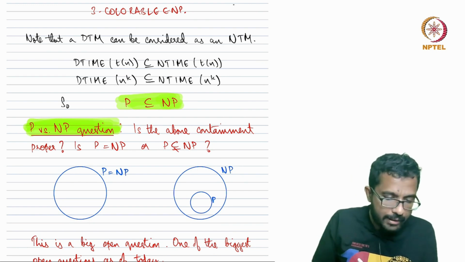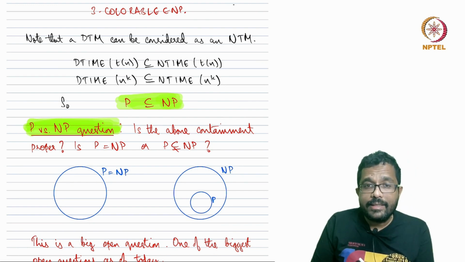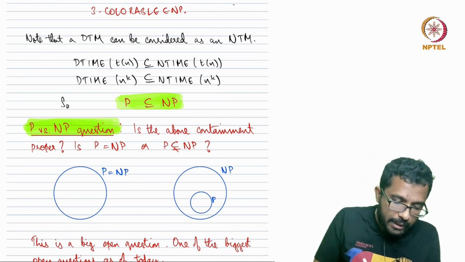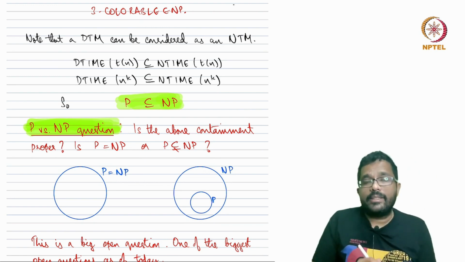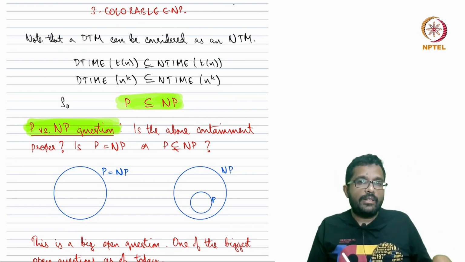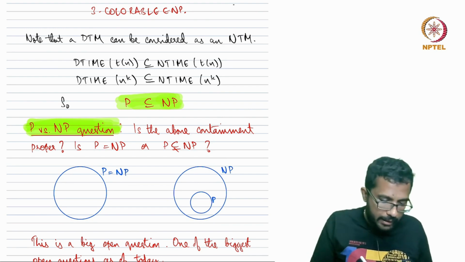Okay, let me come back to the P versus NP question. As I said, P is contained in NP. P is a subset of NP. Now the question is, is this containment proper or is this containment strict? So one possibility is that P and NP are the same. Anything that can be decided by a non-deterministic Turing machine in polynomial time can also be decided by a deterministic Turing machine in polynomial time. So P and NP are the same.